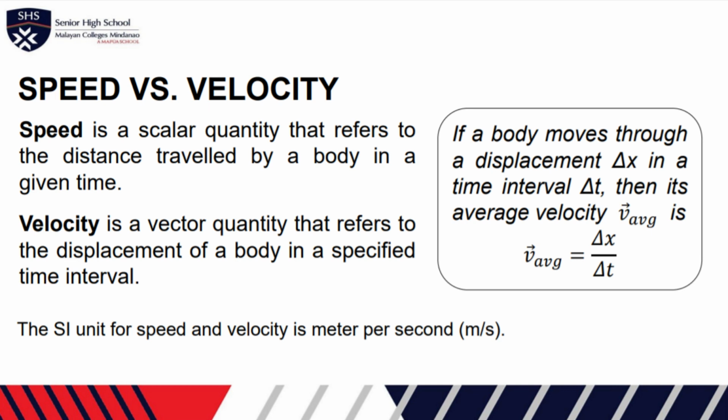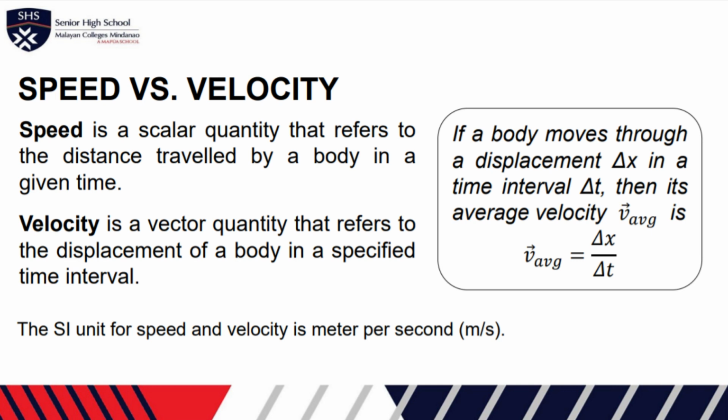There could be time, but there is no direction for this particular quantity. So again, speed is just a scalar quantity. While compared to speed, velocity is a vector quantity. When we say vector quantity, that refers to the displacement of a body in a specified time interval. And since it is more particular on displacement, it talks about direction.